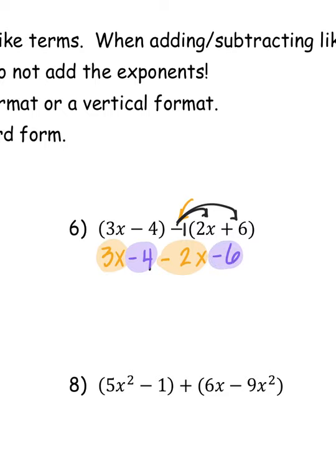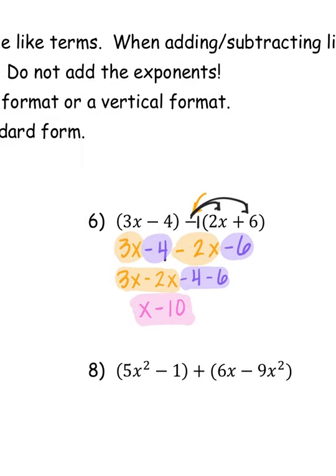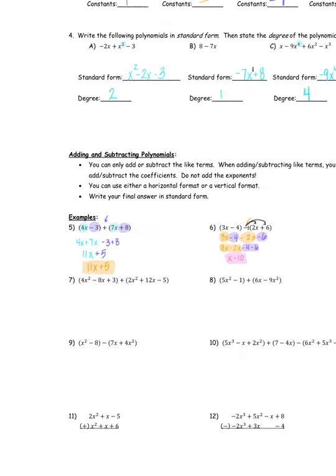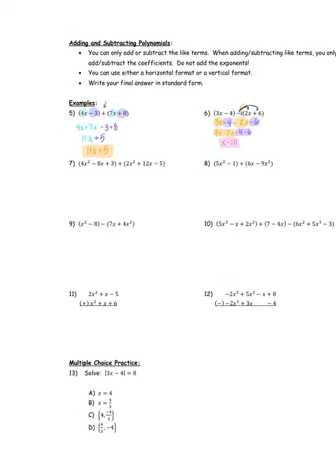I like to rewrite it: 3x minus 2x minus 4 minus 6. I'm going to combine this and I get x. I'm going to combine these terms and I get minus 10. And this is my final answer because I cannot combine x minus 10. And it is already written in standard form. So when you do this, you're just simply going through and combining like terms. We've done this all before. So go ahead and do that.